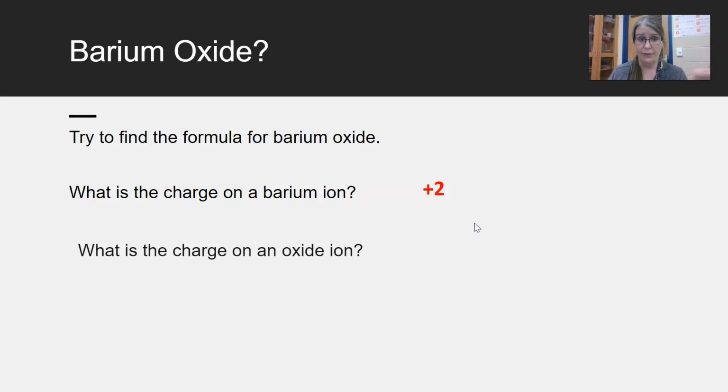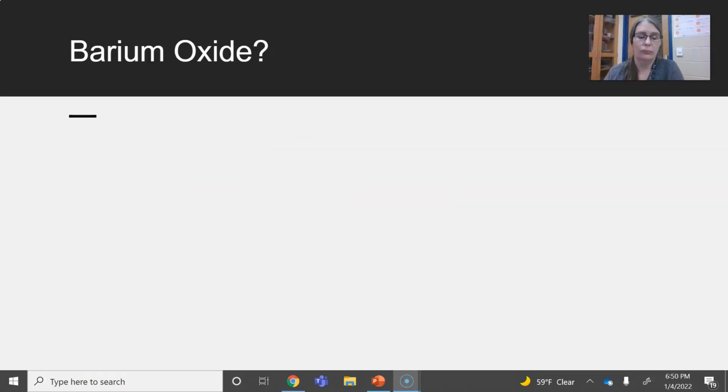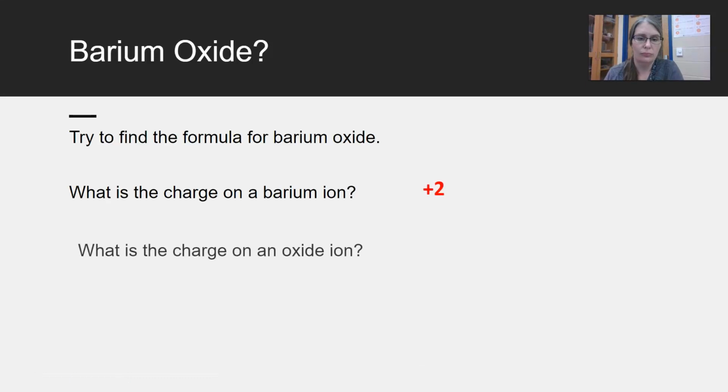We also need to find the charge on oxide. So we give you a few minutes to pause and find that on your periodic table and get the charge on the oxide. So you should have found the oxygen is element 8, has 8 electrons, so it would gain 2 electrons to make a -2 anion, so that it now has 10 electrons, isoelectronic with neon.